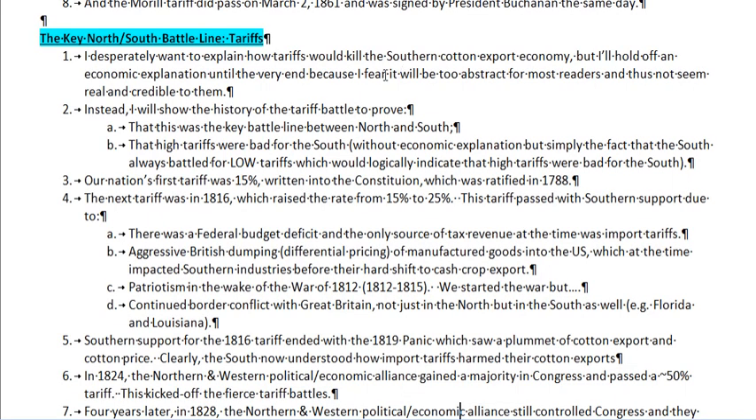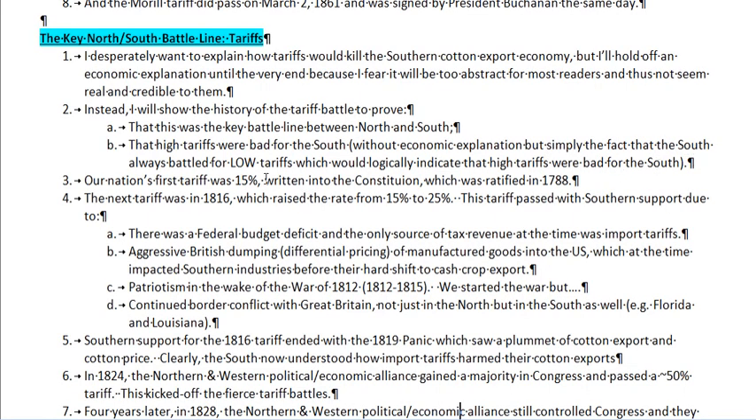So instead, I'll show the history of the tariff battle to prove one, that this was the key battle line between North and South, and two, that high tariffs were bad for the South. So I'm going to try to explain this without an economic explanation by simply pointing to the fact that the South always desperately battled for low tariffs, which would logically indicate that high tariffs were bad for the South. We went through the explanation already.